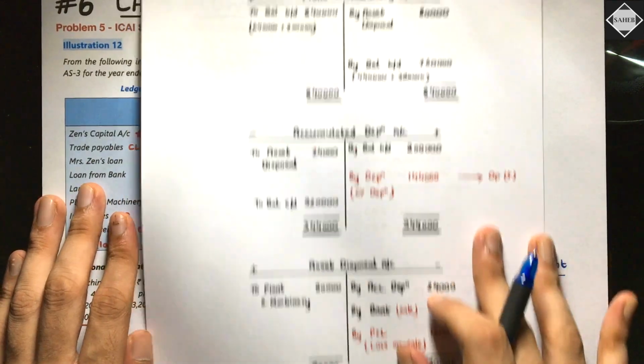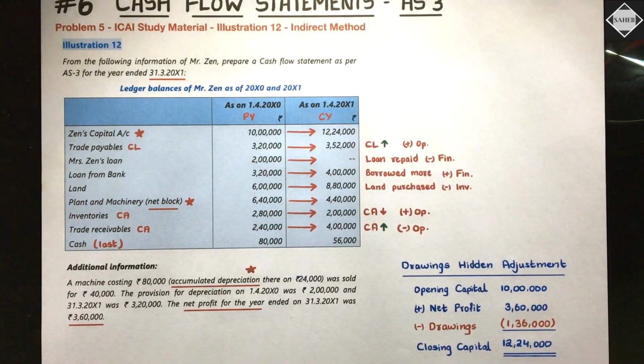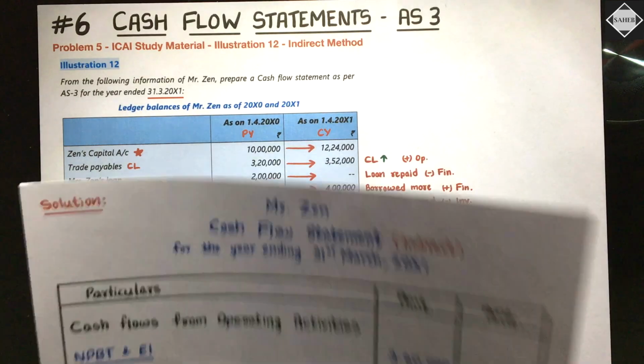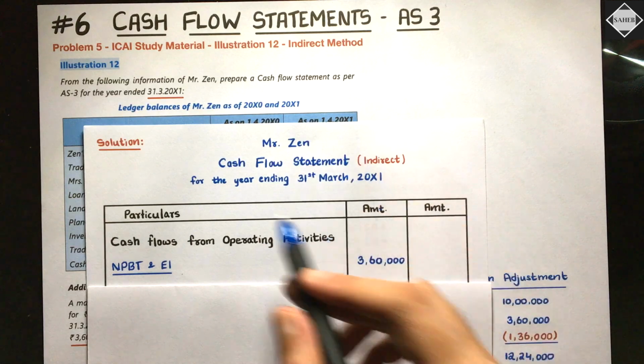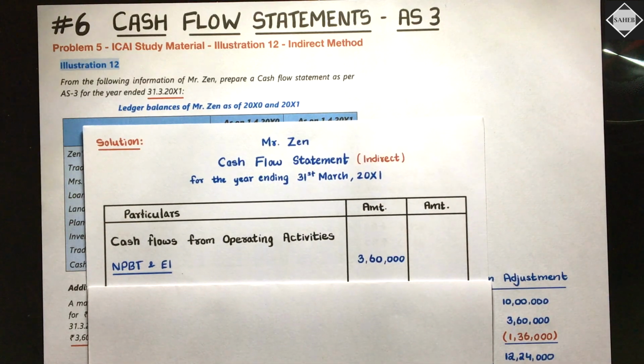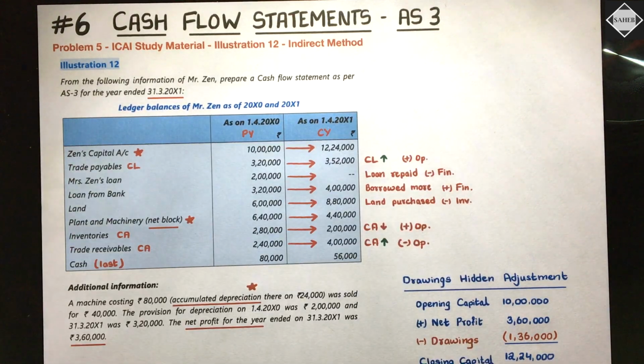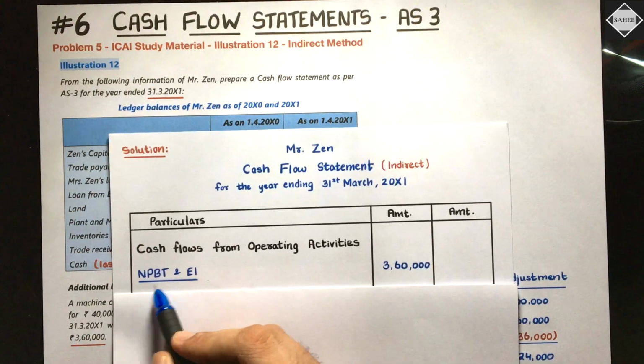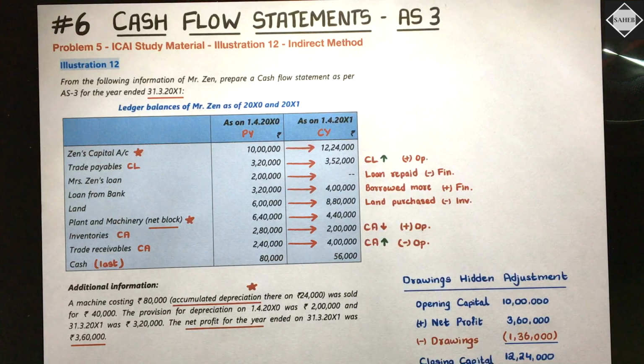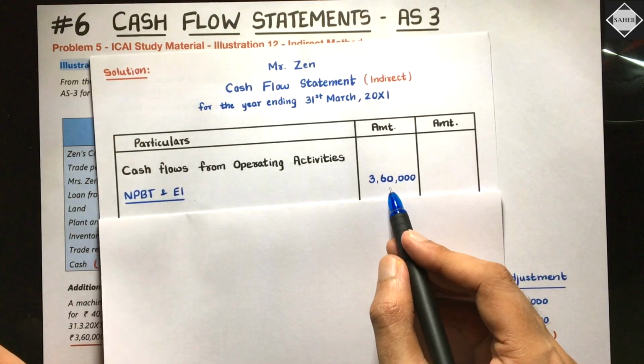Okay, we are done with the working notes. So let me show you the cash flow statement now. It's really simple, it's not difficult. See here, we start the cash flow statement, Mr. Zen, cash flow statement as per AS 3, indirect method for the year ending 31st March 2021. So in this question, what did we have? We had net profit, right? There was no tax, anything. So directly we will assume we are at net profit before tax and before extraordinary items. That is 3,60,000. So we start from there, 3,60,000.